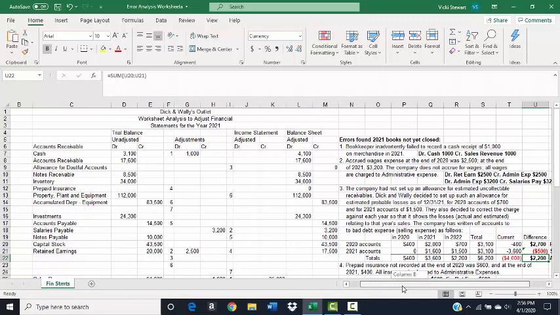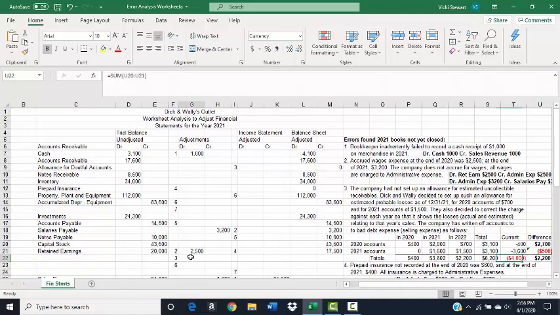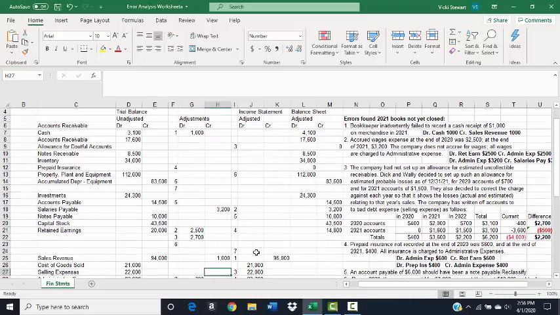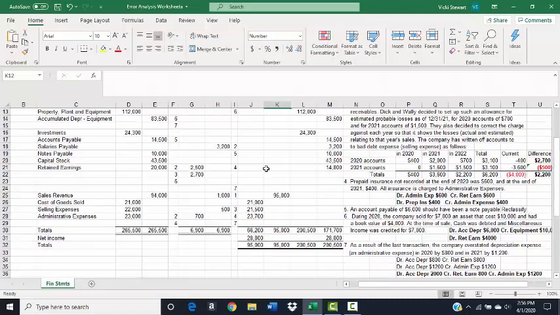So we're going to go ahead and make that entry. We're going to debit retained earnings for $2,700. We're going to credit our selling expense for the $500, and we're going to credit our allowance for doubtful accounts for the $2,200, and that will correct for using the direct write-off method rather than the allowance method.